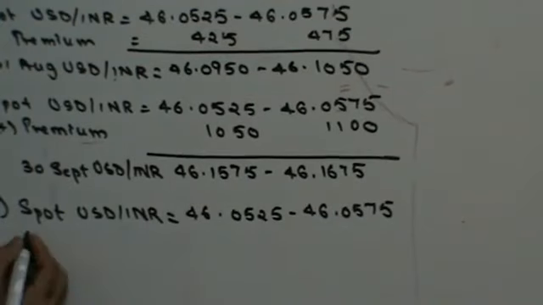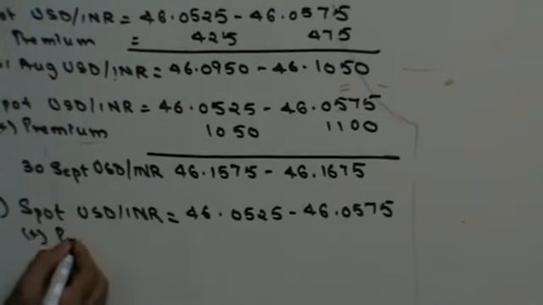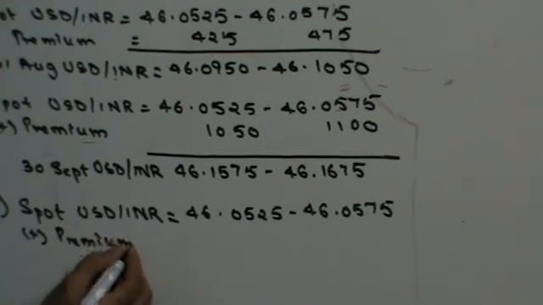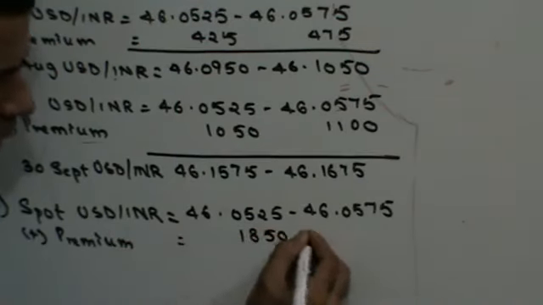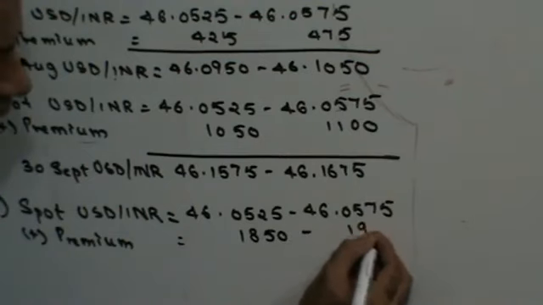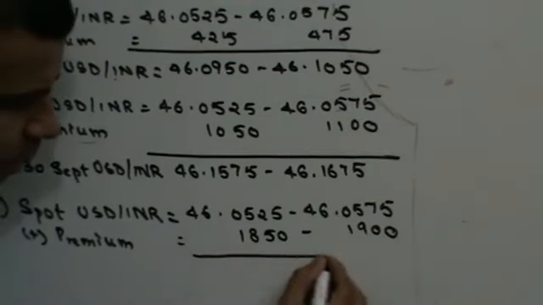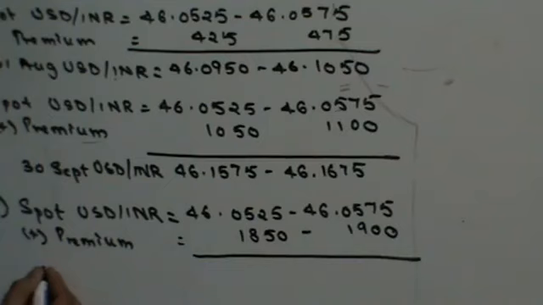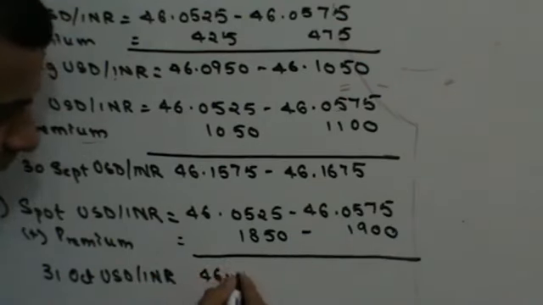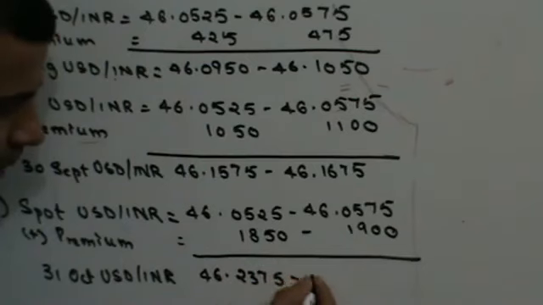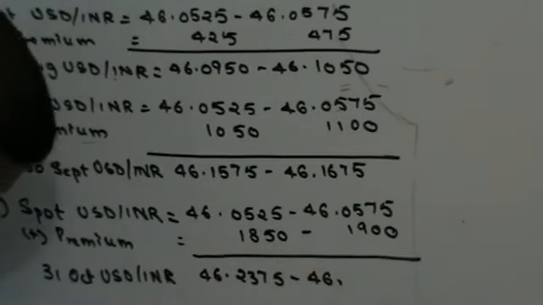Since it is in ascending order, that means it is at a premium. So in that case, this is going to be 1850 and 1900. So in that case, I'll get 31st October USD INR. Add this, it will come to 46.2375 and 46.2475.